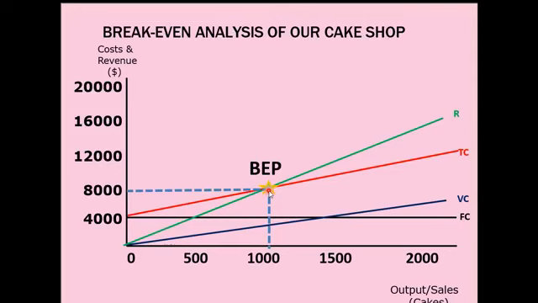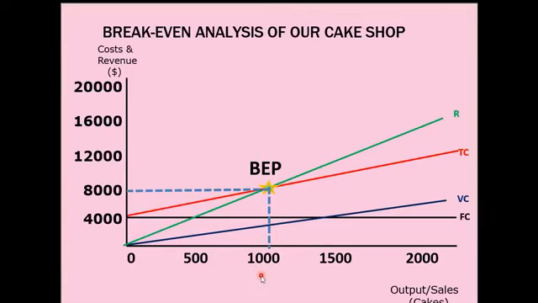What does it mean? It means that we must sell 1,000 cakes before we can break even. What does it mean to a layman? We must sell 1,000 cakes, and if we are able to sell 1,000 cakes, this business has not made any profit, and the business has not made any loss.